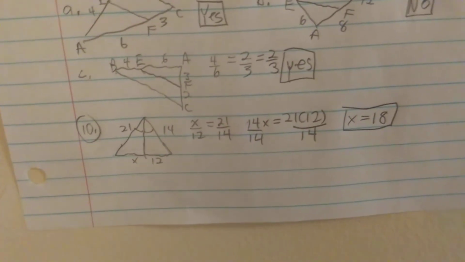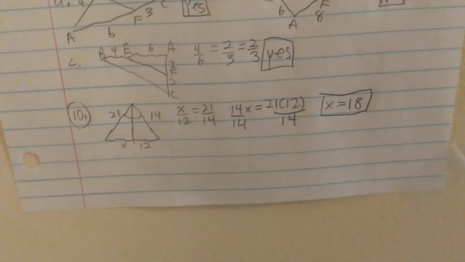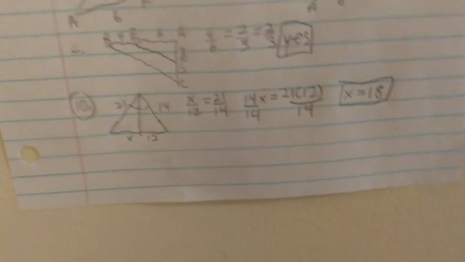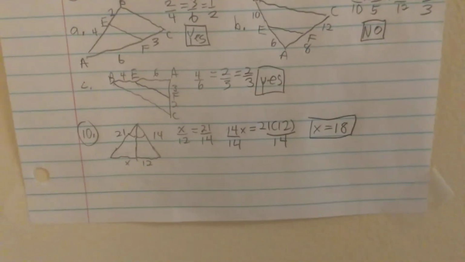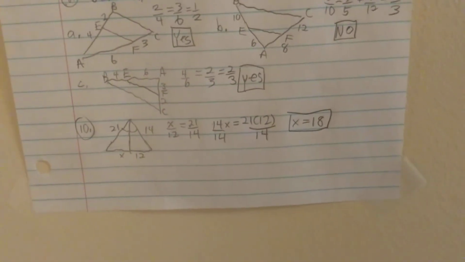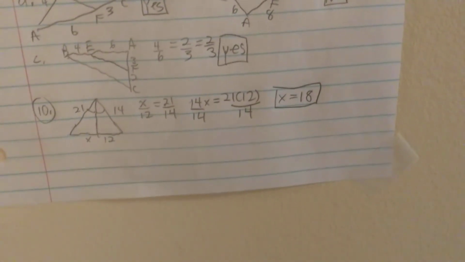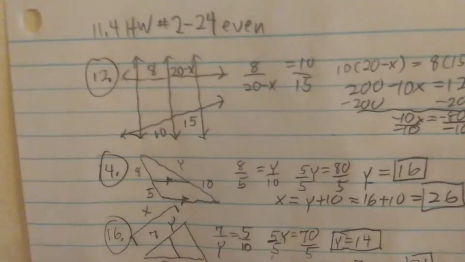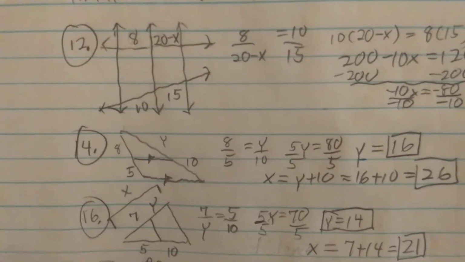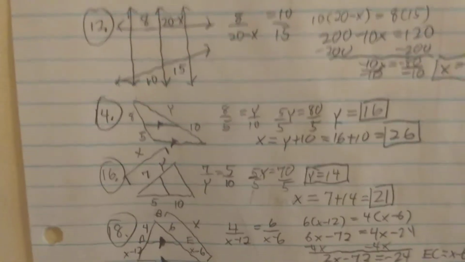So now problem 10, we have the bottom part x over the bottom part 12 is equal to the left side 21 over the right side 14, and the angles are bisected. So this proportion should hold, so we can solve for it. 14x is equal to 21 times 12, and 21 times 12 divided by 14 on your calculator, make sure you can get an 18.